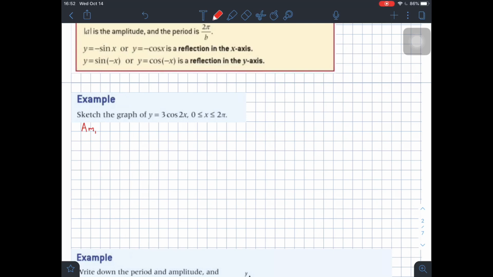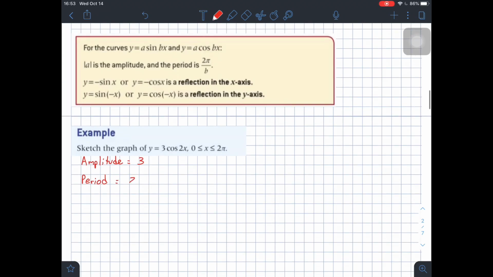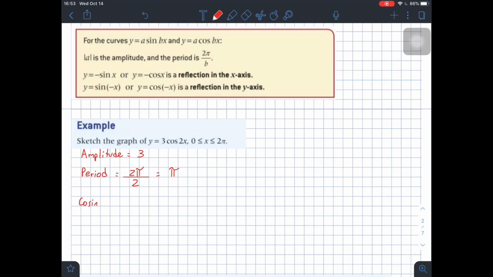So for this function, the amplitude, we already know that the amplitude is given by the number in front, so the amplitude is 3, while the period of this function, we need to calculate it by applying this formula, right? The period is 2 pi divided by the value of b, which in this case is 2, right? So 2 pi over 2, so this is equal to pi. So we have 2 of the most important information we need, the amplitude and the period. If the amplitude is 3 and we have a cosine function, the cosine function always starts at its maximum value. Cosine function starts at its maximum value.